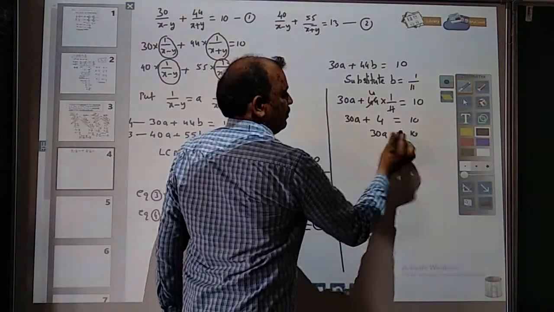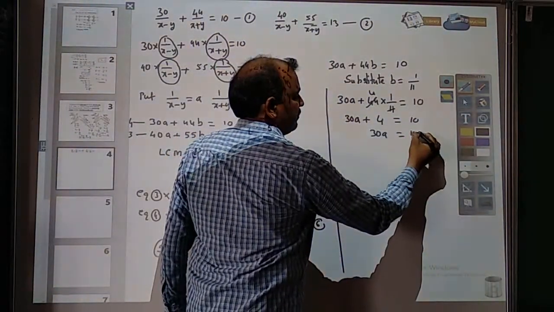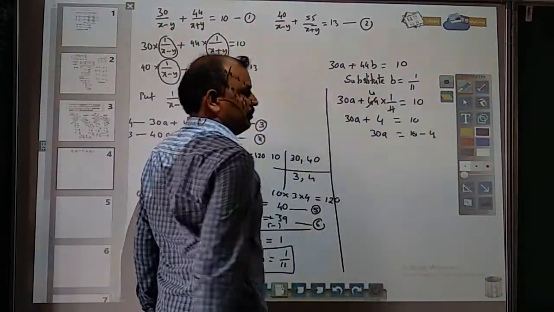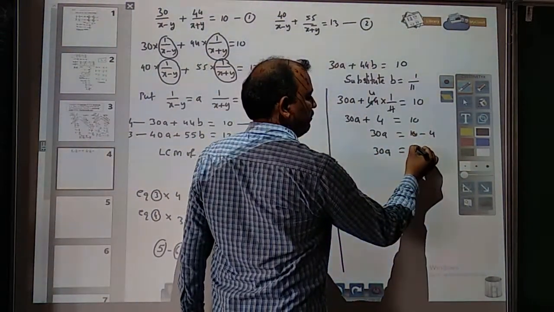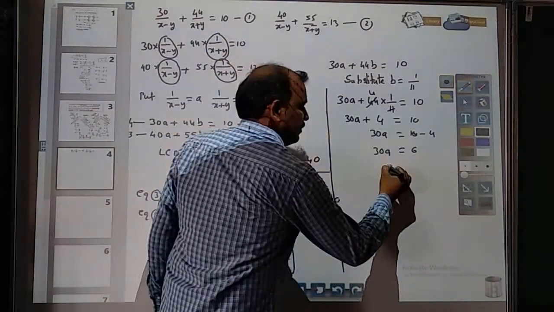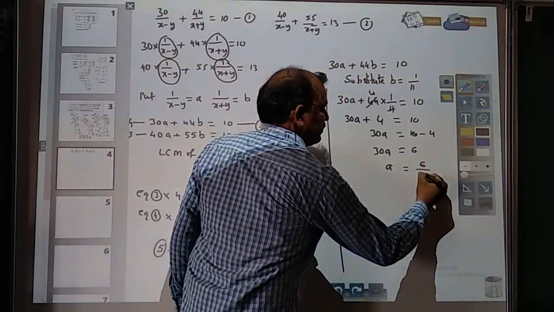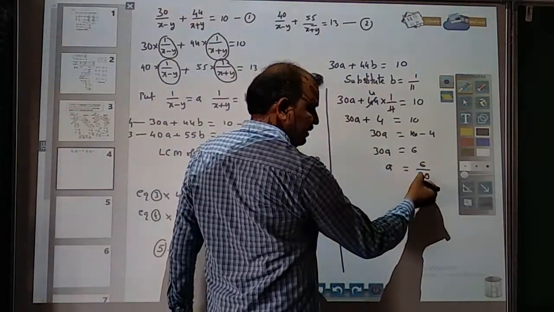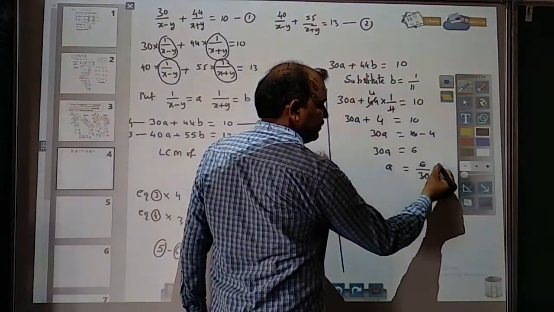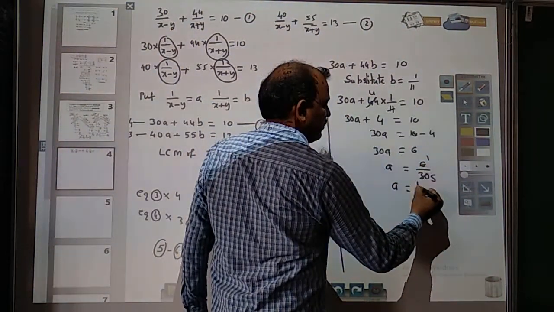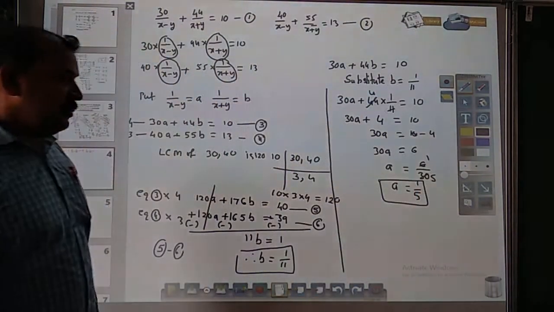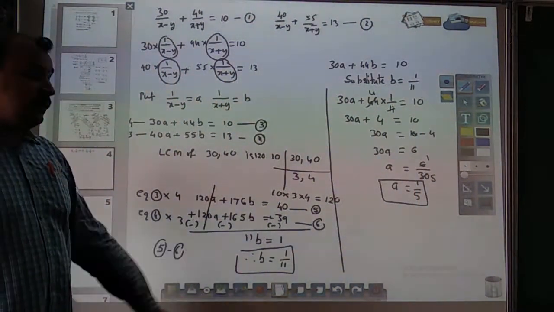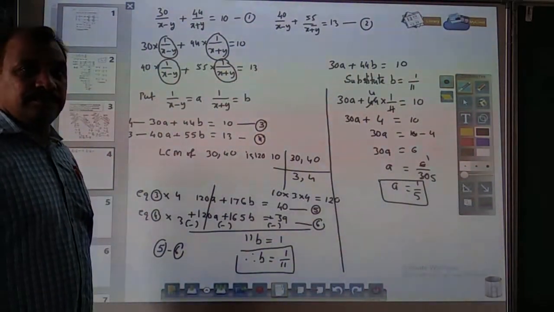30A is equal to, this 4 transposes to the right side, minus will come. This is 10. 30A is equal to 10 minus 4, 6. A is equal to 6 by 30. In 30, 6 5s are 30. So A is equal to 1 by 5. Got A value. A is equal to 1 by 5. B is equal to 1 by 11.